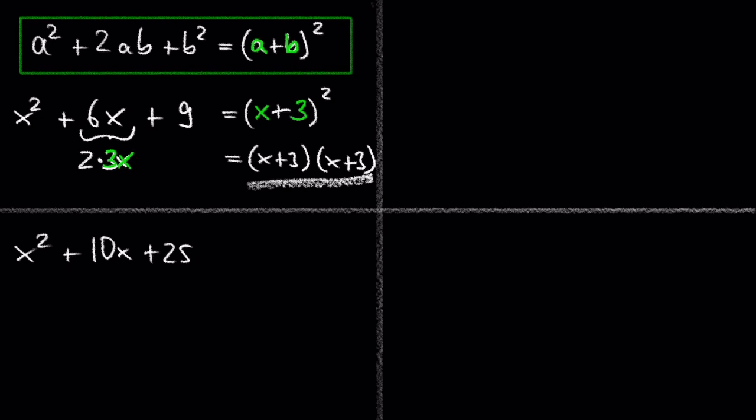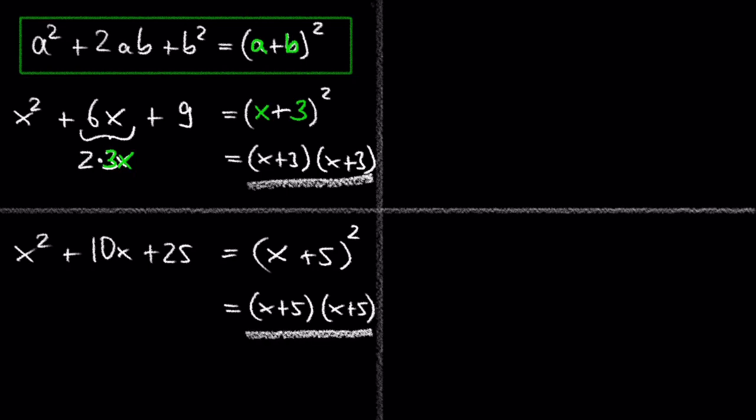Now, how can we factor this? The formula says add the square root of a and the square root of b and then square it. The square root of a is x and the square root of b is 5. So the factors are x plus 5 and x plus 5. And we are done with this problem.